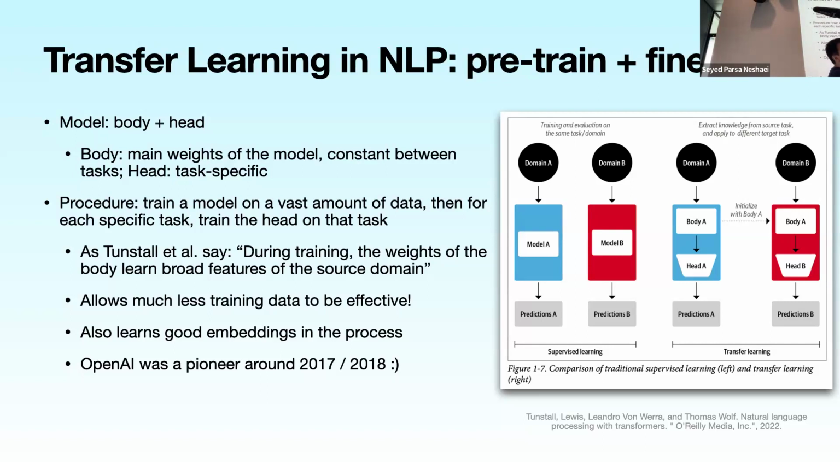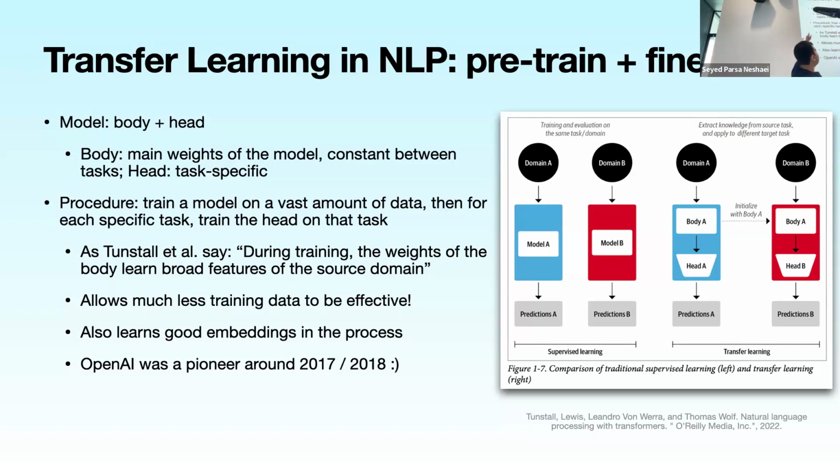So we don't touch the body, but we touch the head. And then we have our new model. Ideally, the model on the right should work better than the model on the left, because the model on the left only uses our 5,000, but the model on the right not only uses our labeled data set, but also a lot of good quality text on the internet, for example, Wikipedia. So that's free. I will go over it, but yeah. So the procedure again is to train the model on a vast amount of data. Then for each specific task that we have, we train the head on that task.